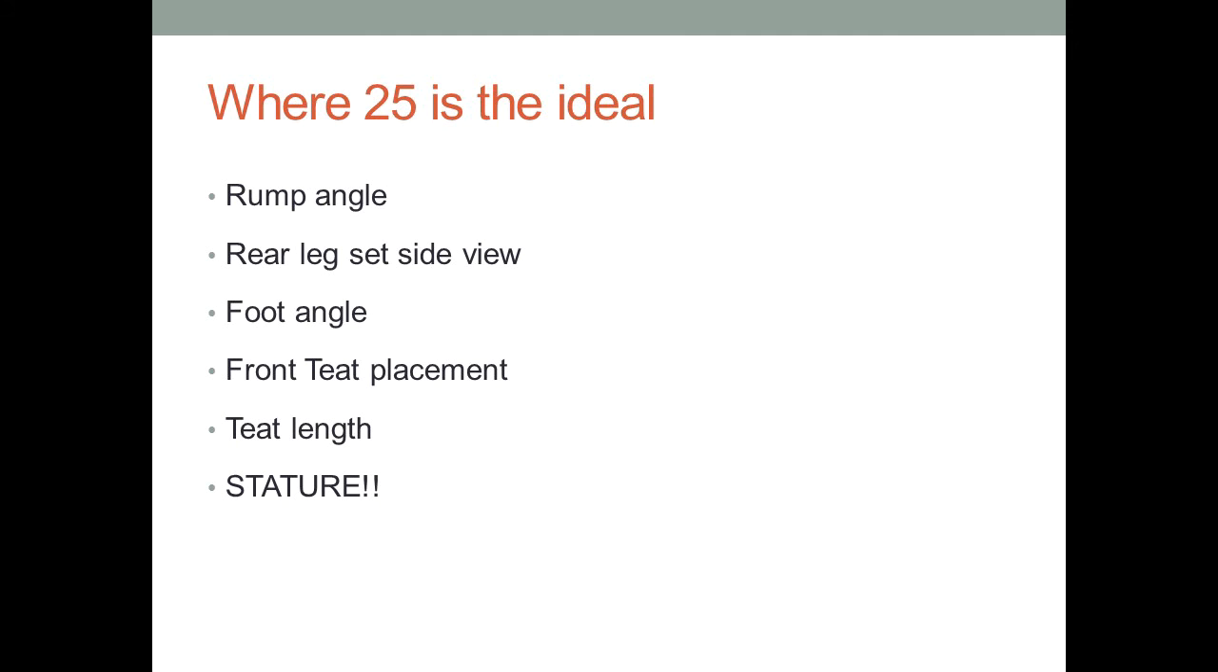Thinking again about these traits, I just want to review one thing, and that is the 6 traits where the mid-range is probably what we consider the ideal. And these are rump angle, the side view score on rear legs, foot angle, where we want that intermediate, not too steep, not too shallow, the placement of the front teats, the length of the teats, and now stature.